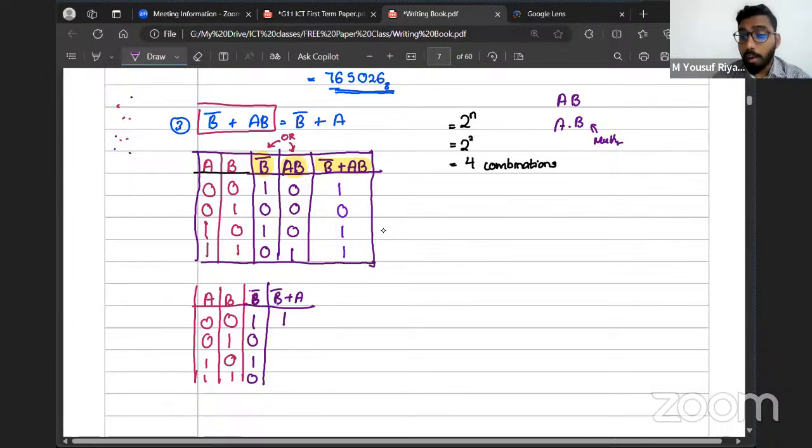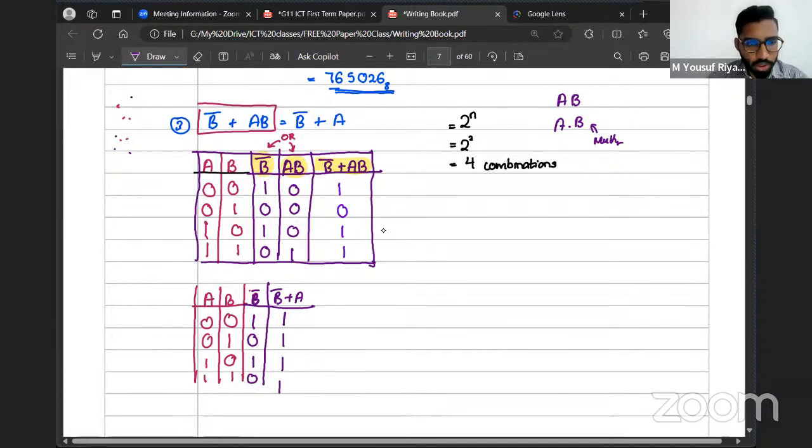Exactly. It's going to be 1. Then 1 plus 0, that's also going to give you 1. 0 plus 1, that's also going to give you 1. 1 plus 0, that's also going to give you 1.